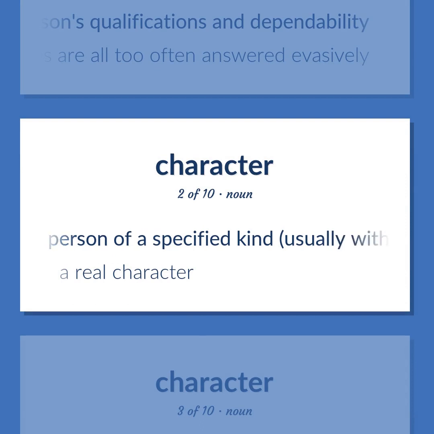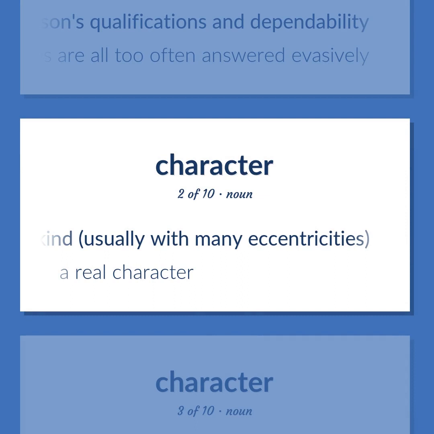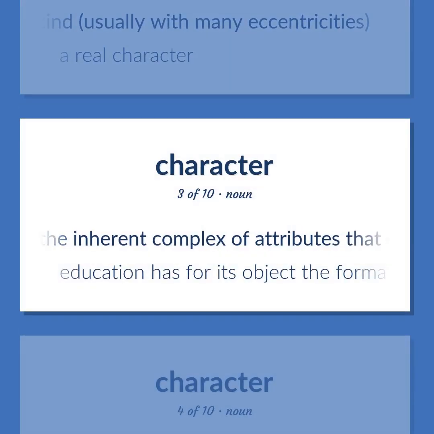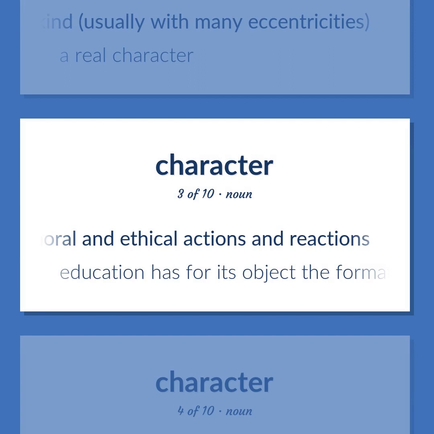A person of a specified kind, usually with many eccentricities. A real character. The inherent complex of attributes that determines a person's moral and ethical actions and reactions. Education has for its object the formation of character.